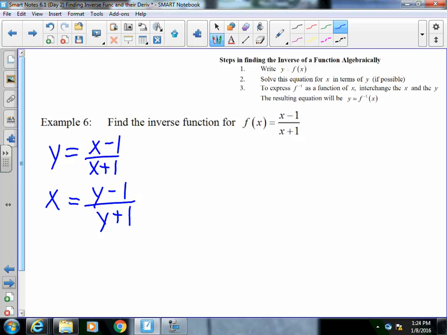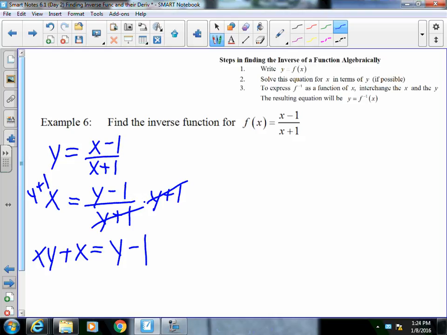Now I'm going to solve this for y. I'm going to begin by multiplying both sides by y plus 1. On the left, I'm going to get xy plus x. On the right, I'm going to get y minus 1 because my y plus 1s will cancel out.